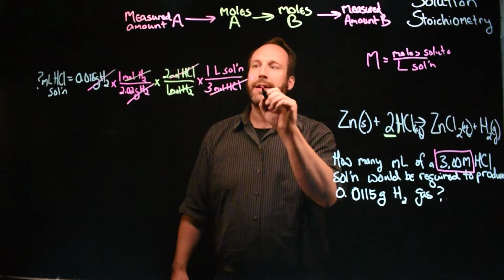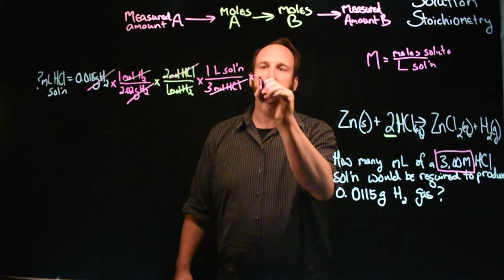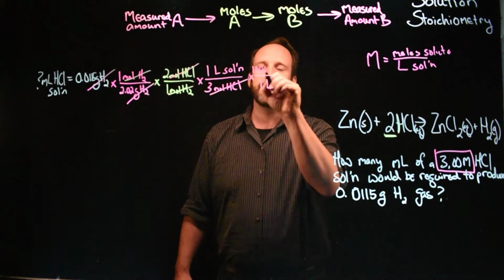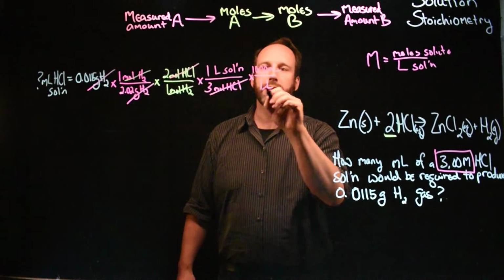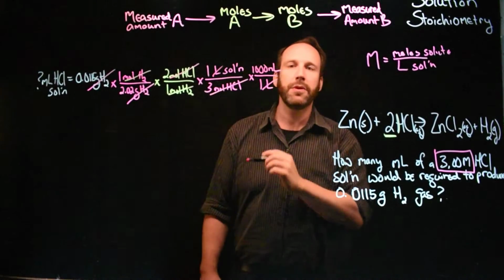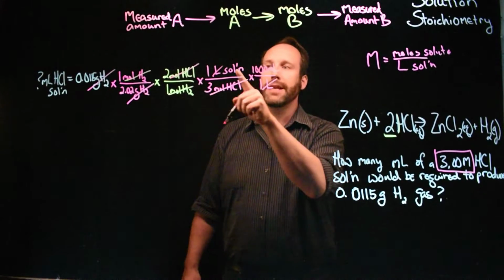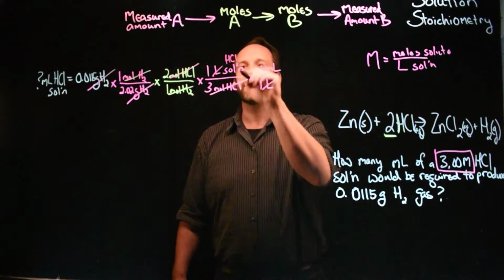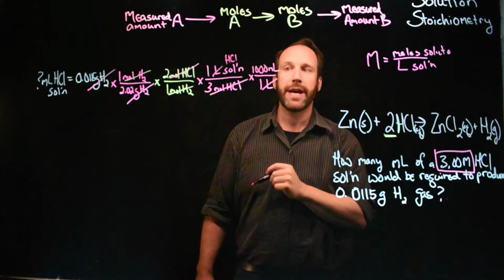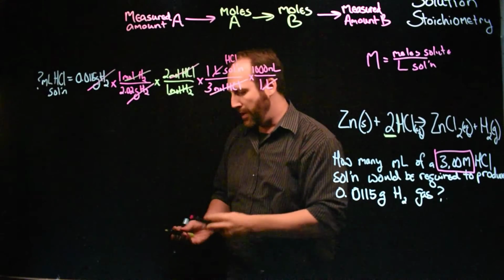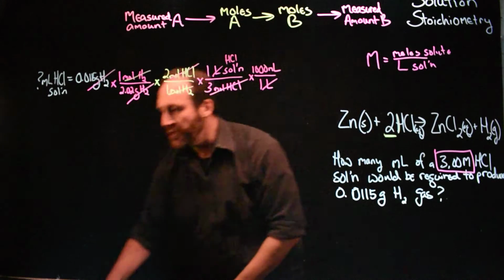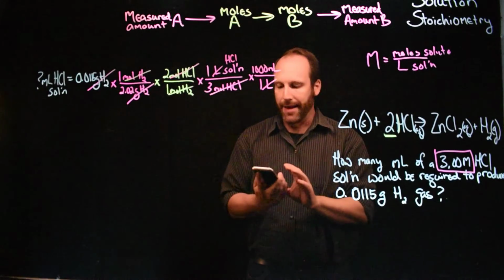So we can say that in 1 liter of solution, there are 1,000 milliliters. Okay, so liters and liters cancel. And so now we'll have milliliters of HCl solution. Okay, and so that's the unit that we want to be in. So now we can just run through that math.